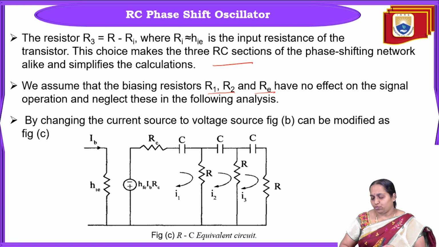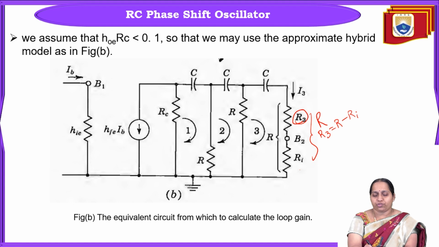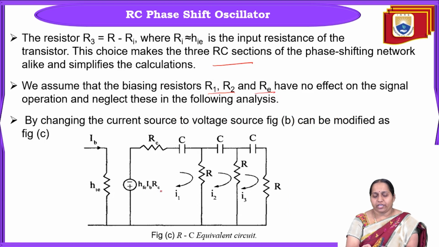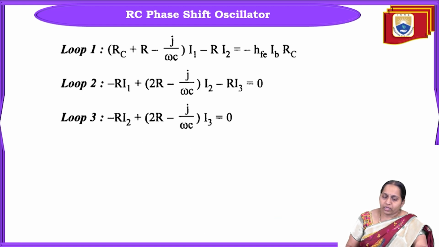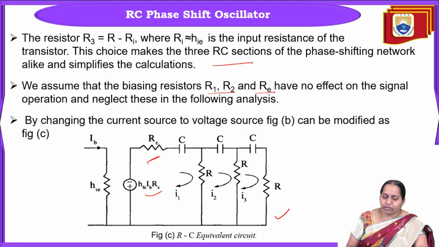Then we change the current source. In the previous figure we have the current source hFE into IB, with a parallel resistance RC. If I want to change this current source to a voltage source, then hFE IB into RC is the voltage source, and now this RC comes in series. Just replacing the current source with the voltage source, the figure in B can be modified to this form. Now we'll apply KVL to each loop.